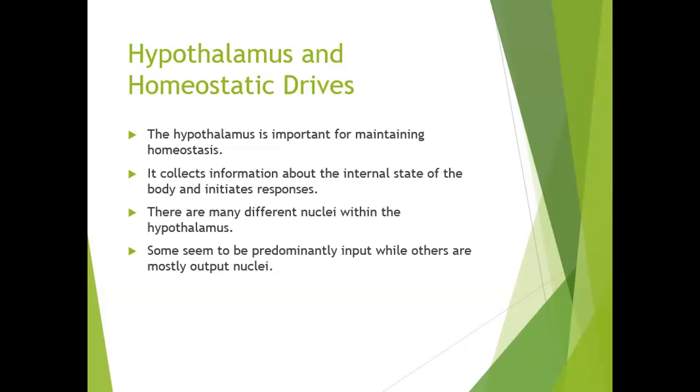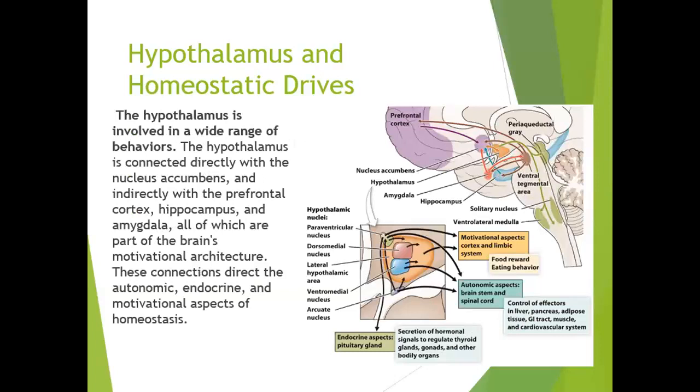There are many different nuclei within the hypothalamus. Some seem to be predominantly input, while others are mostly output nuclei. The hypothalamus is involved in a wide range of behaviors. It is connected directly with the nucleus accumbens and indirectly with the prefrontal cortex, hippocampus, and amygdala, all of which are part of the brain's motivational architecture. These connections direct the autonomic, endocrine, and motivational aspects of homeostasis.